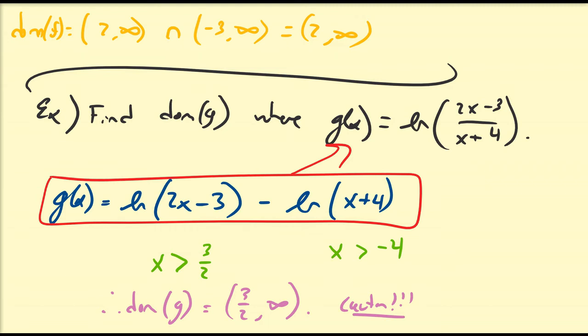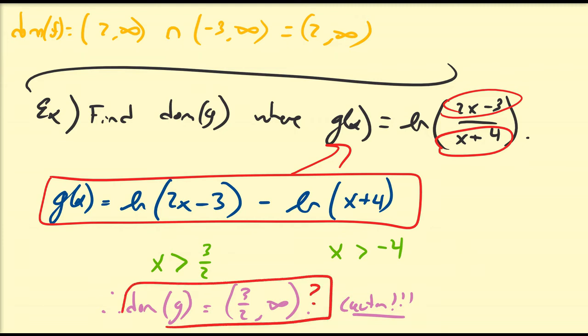We have simplified it and or rearranged it. Now it is possible that both 2x minus 3 and x plus 4 can both be negative quantities if I choose a particular x value, right? So, is this the whole entire domain?